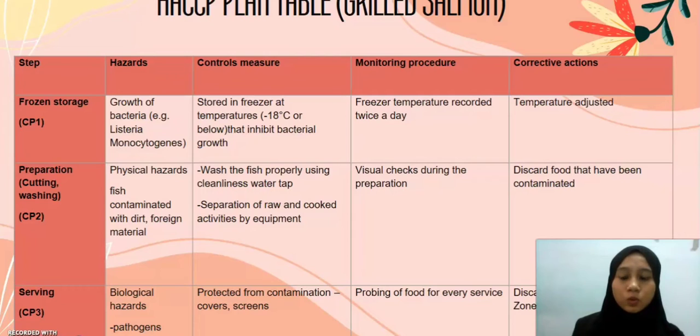Next step is serving, which is CP3. The hazard is biological hazard. The control measure is protection from contamination, and the monitoring procedure is probing of the food for every service, and the corrective action is to discard any food in the food danger zone.